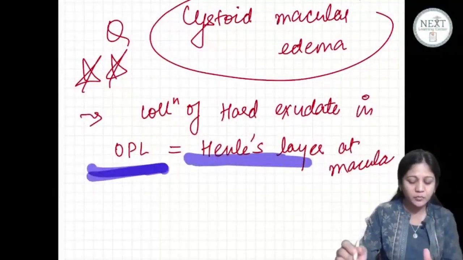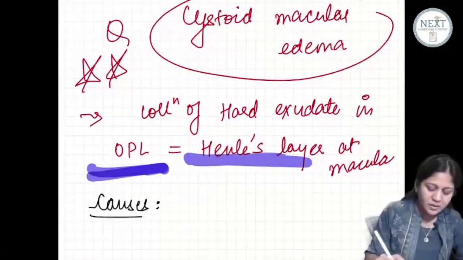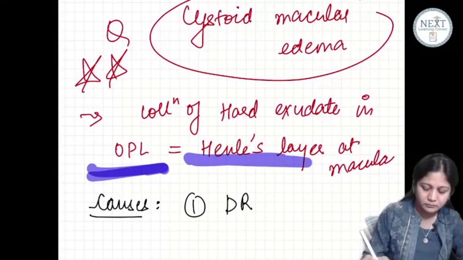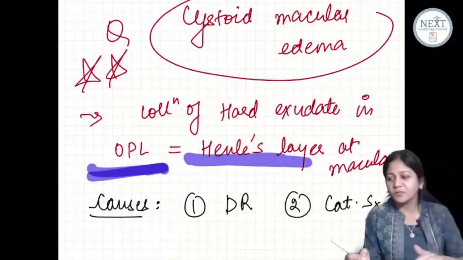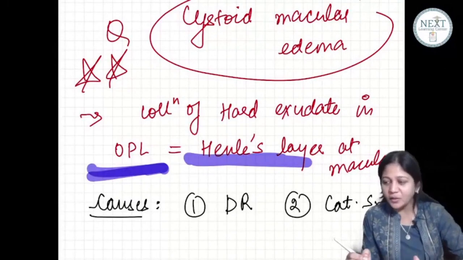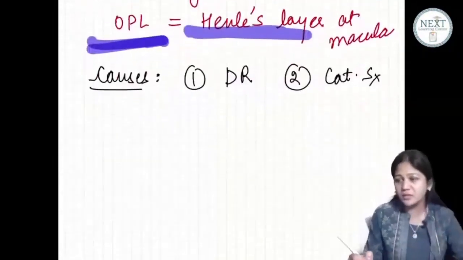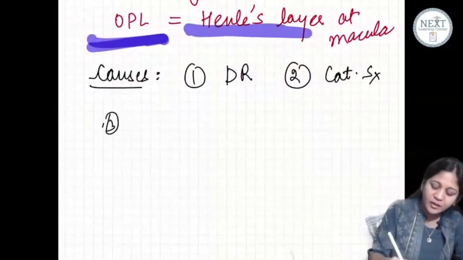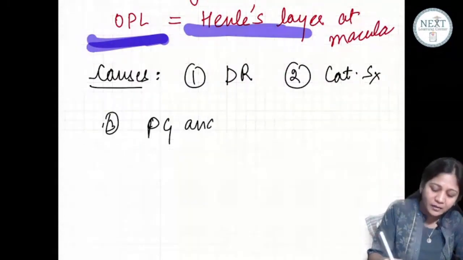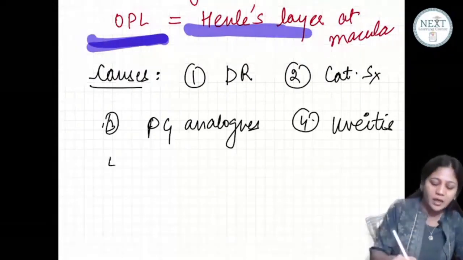So can you name a few causes? We have read this today also. What can be the causes? Diabetic retinopathy, and not the cataract but cataract surgery, okay? Cataract surgery, very good. The third one is PG analogs like latanoprost, very good. Next one is uveitis or any other inflammation in the eye.